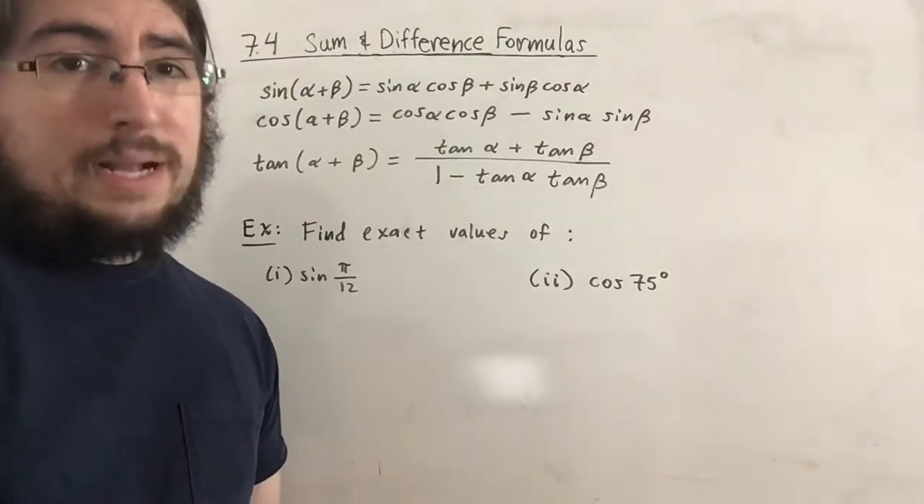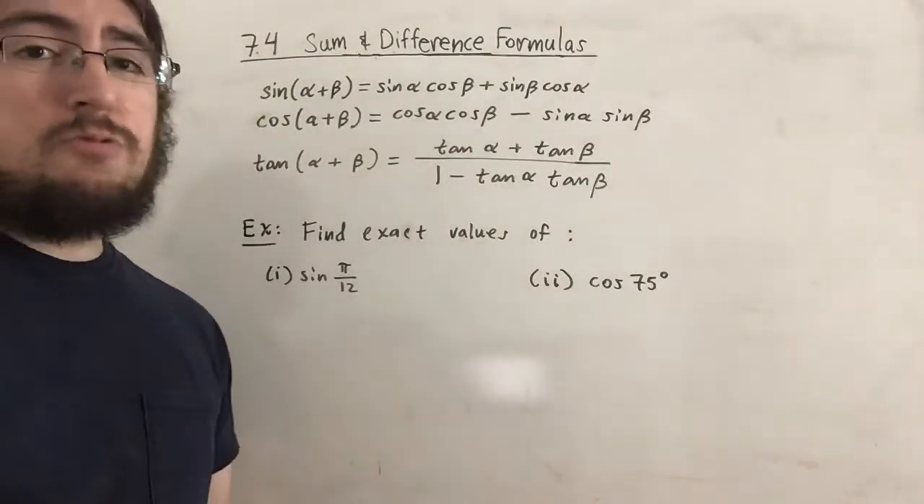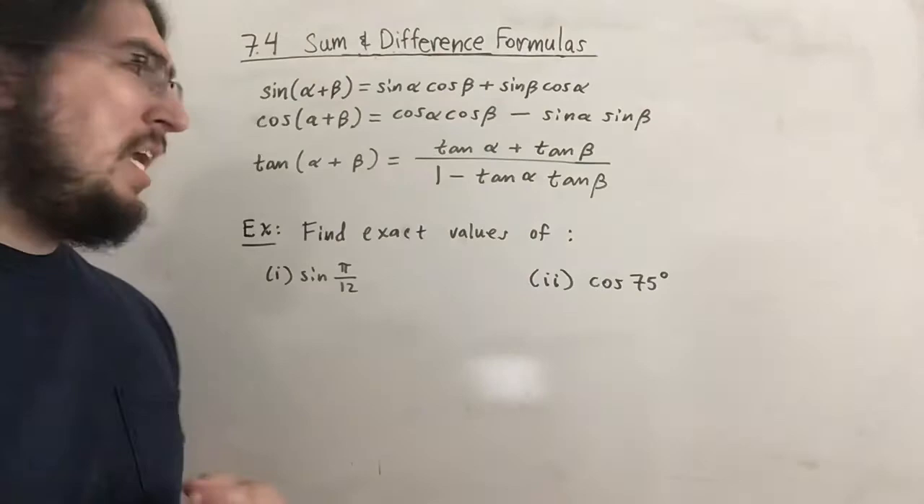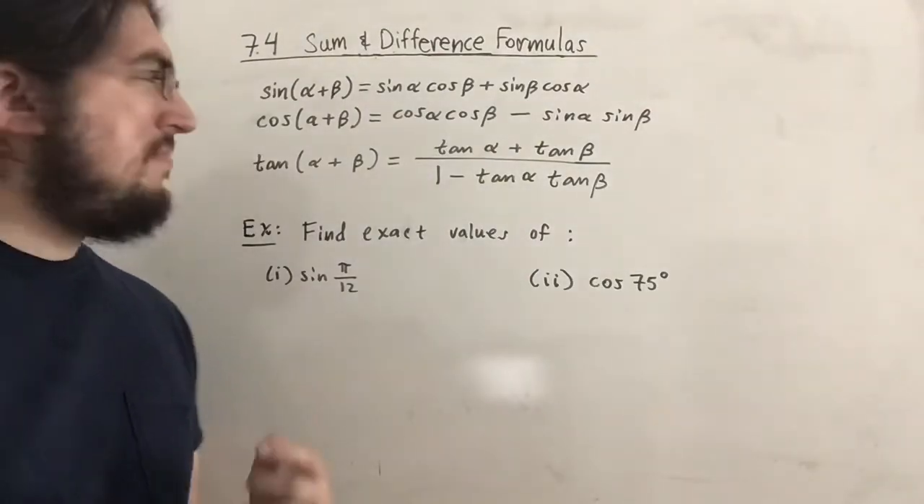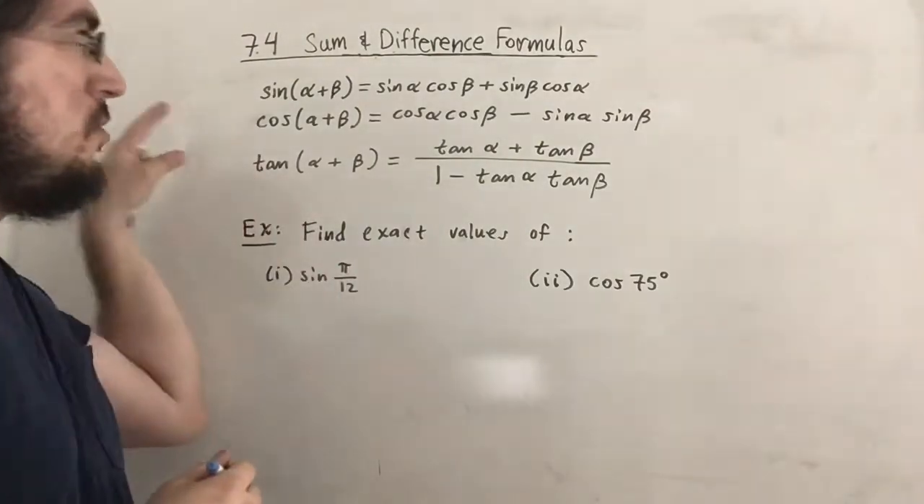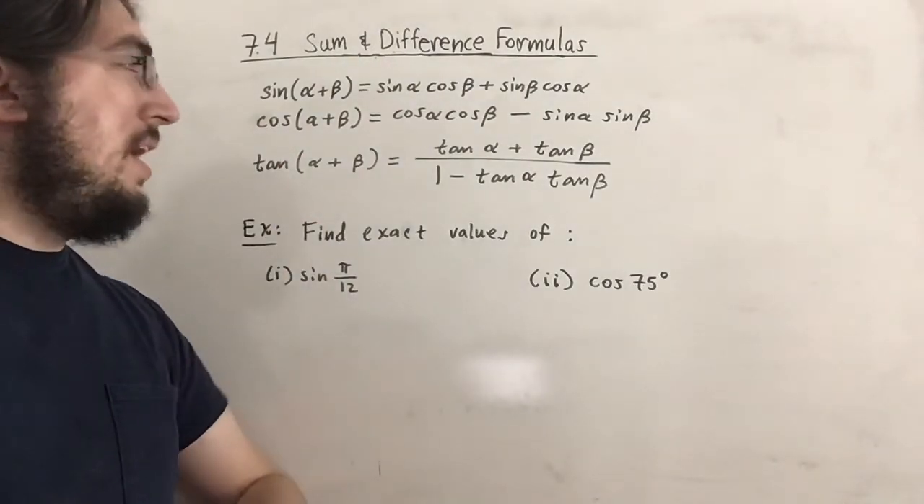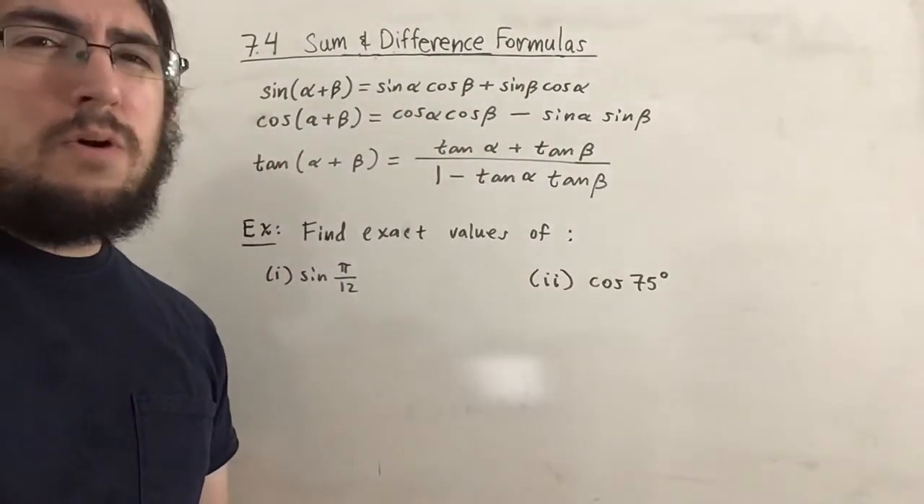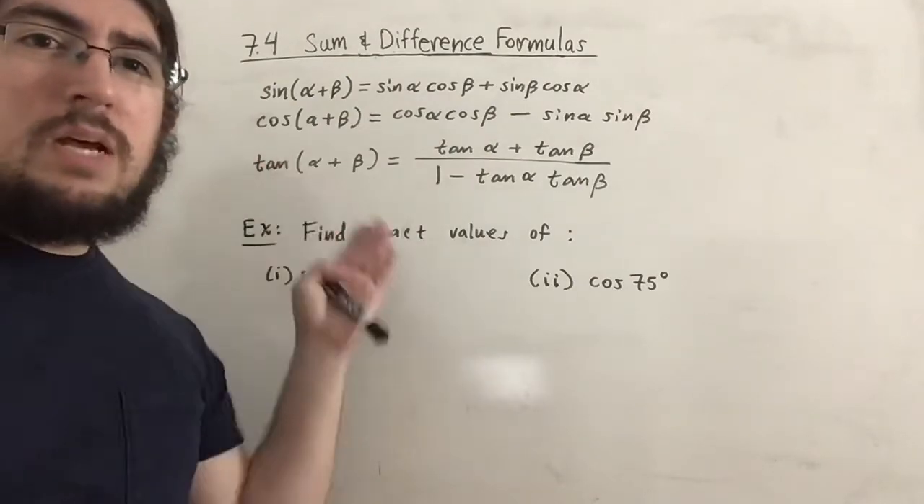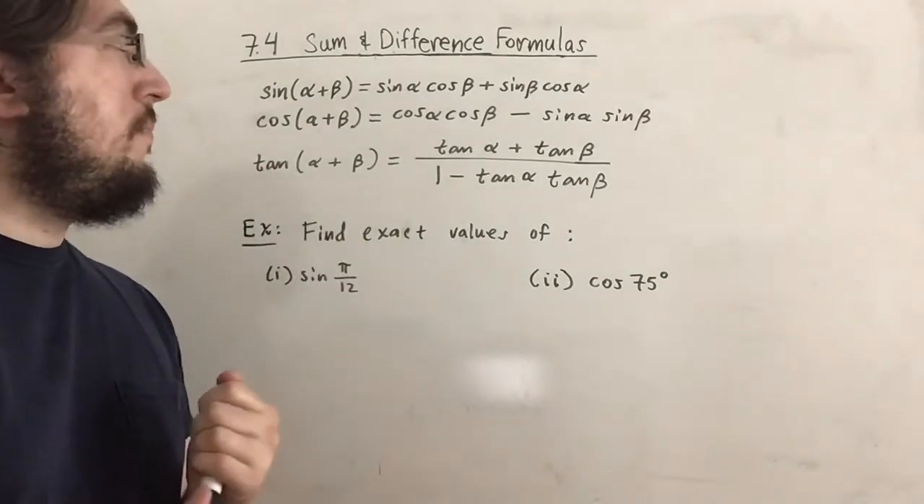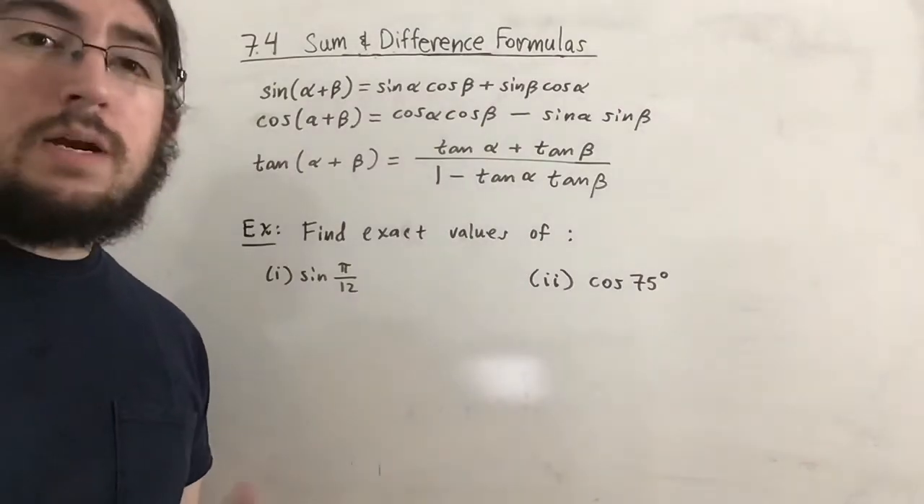Hello everyone, welcome back. This is 7.4, Sum and Difference Formulas for Trigonometric Functions. The first thing I want to say is that this is really all the section is, these three formulas. Actually, there's a little more to it. These are, of course, only the sum formulas, but there's a difference formula for each one as well.